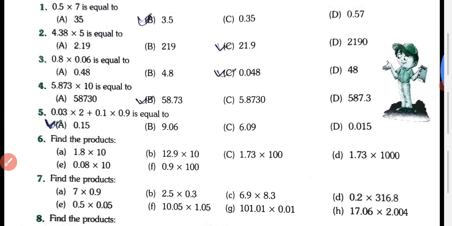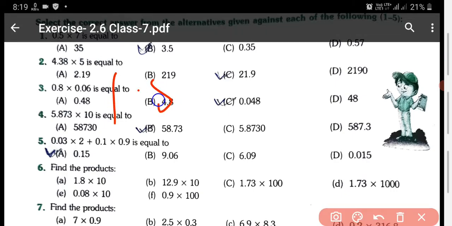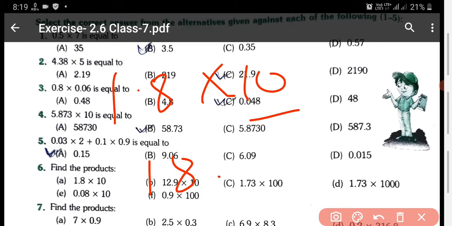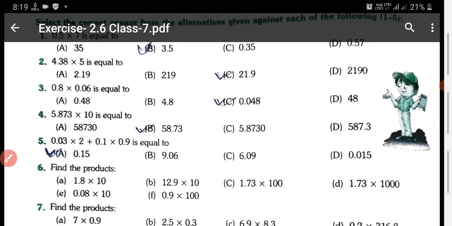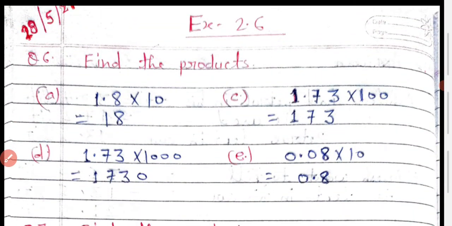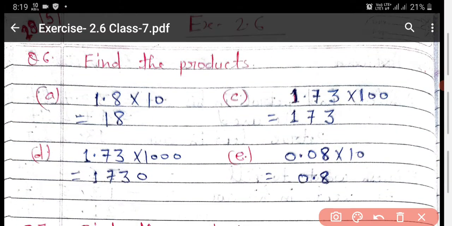Now come on to question number 6. Question number 6 is: find the product 1.8 into 10. As I told you, when you multiply, the decimal shifts to the right side. So 1.8 multiplied by 10, only one 0, and the decimal shifts only one side, it will become 18. If nothing is there, then write 0 from your side. So your answer is only 18. But I am going to explain here with the actual calculation. See here, it is 1.8 into 10. When you multiply by 10, you write 1 0 here. This 0 is useless, so 18 is your answer.